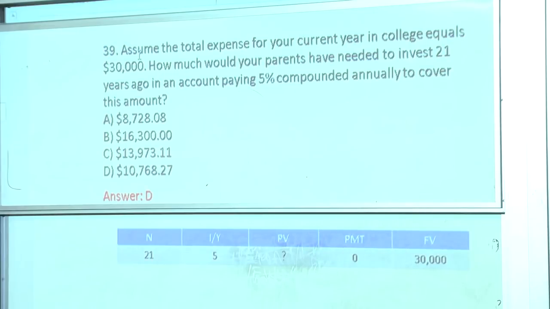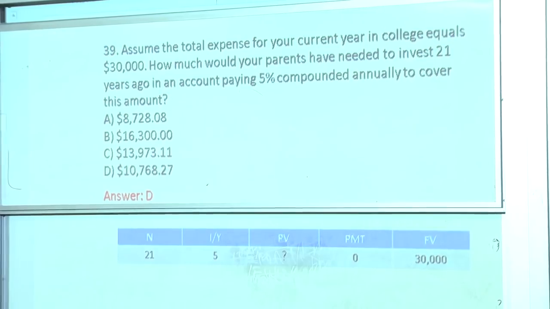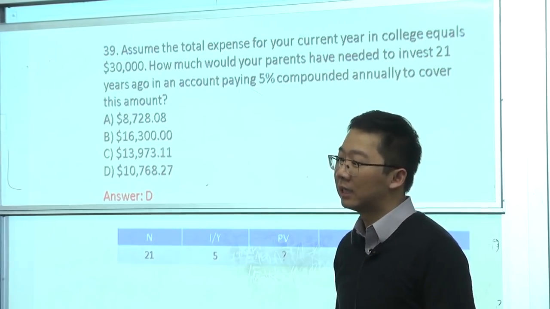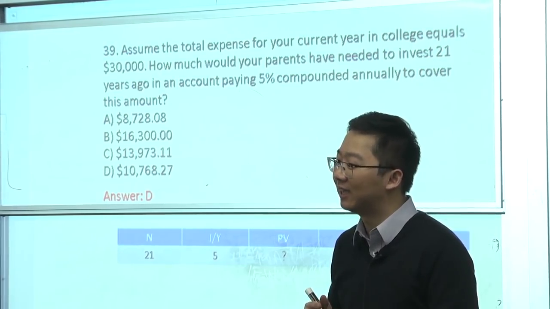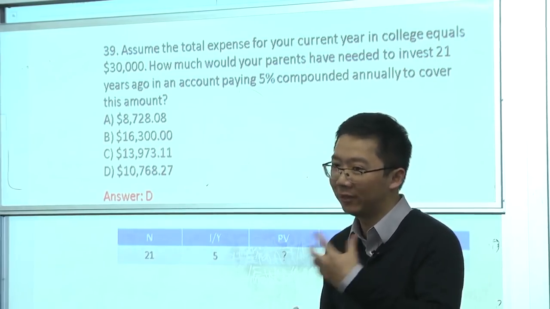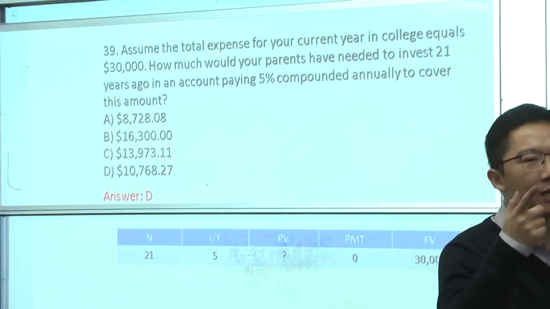Simple enough. Calculating for PV, that is the value of the deposit 21 years ago. Good. This is not an annuity. An annuity is a stream of cash flow. Here there's one single cash outlay and one single cash withdrawal, just present value and future value.